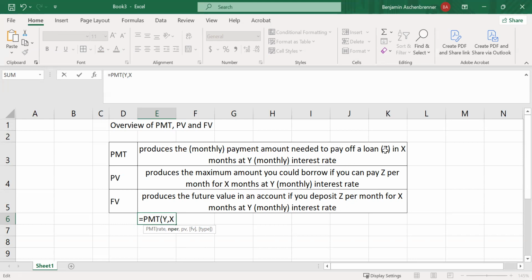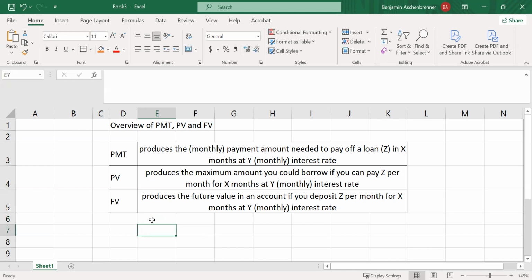This is how much the loan is in PMT. In PV, it's how much I can pay per month. And in FV, it's how much I'm depositing per month. So this last number is going to be different depending on which of the three you're using. But one thing that's consistent is it's always going to be a negative number because of how the algebraic manipulation works and what comes out the other end.